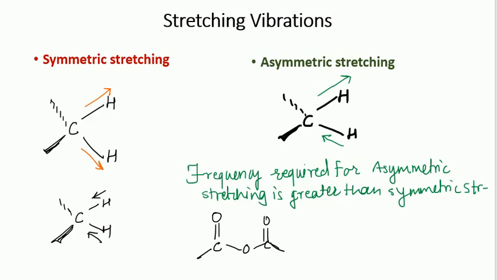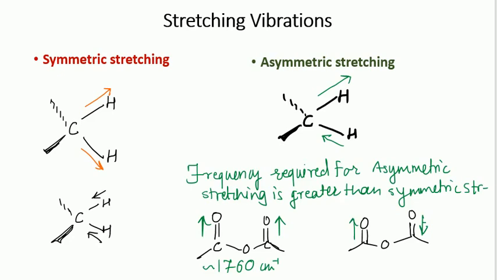For the anhydride, we have to draw both structures simultaneously to compare the symmetric and asymmetric stretching. In the first case, these bonds are symmetrically stretched. Both elongate at a time and contract at a time. So the stretching frequency is almost 1760 per centimeter.